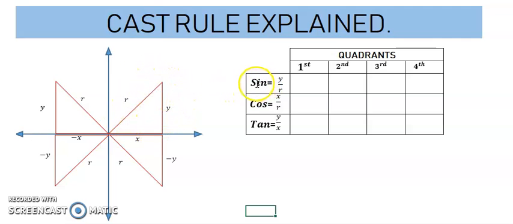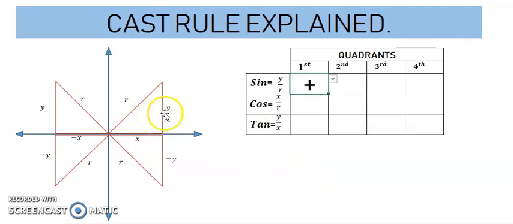Now if I look at my ratio sine, I know that sine is y over r. And in my first quadrant, I can see that y is positive. Why? Because this side of my Cartesian plane, the y values are positive. I can also see that r is positive because r is always positive. So if I take the signs in front of the y and in front of the r, I can see it's a positive and a positive. And a positive divided by a positive gives me a positive. Therefore, sine is positive in the first quadrant.